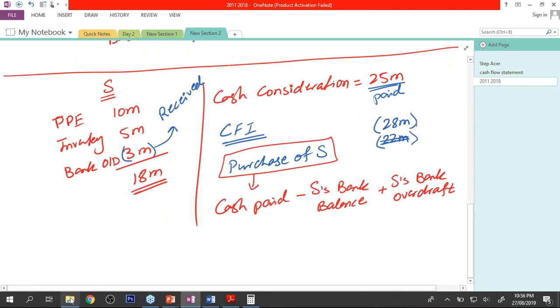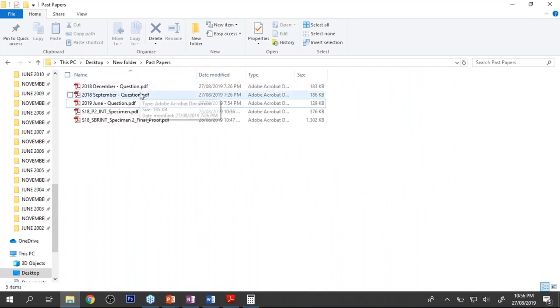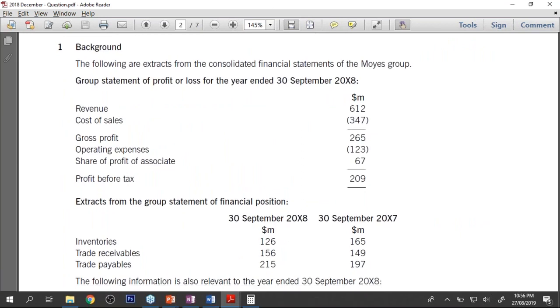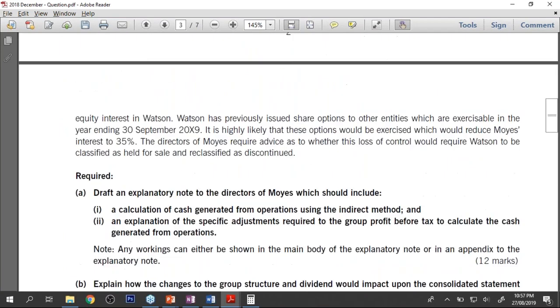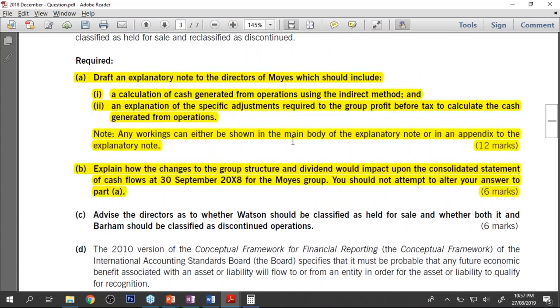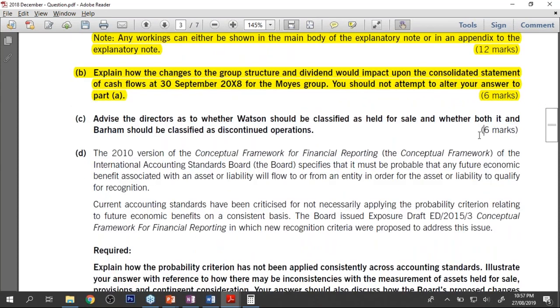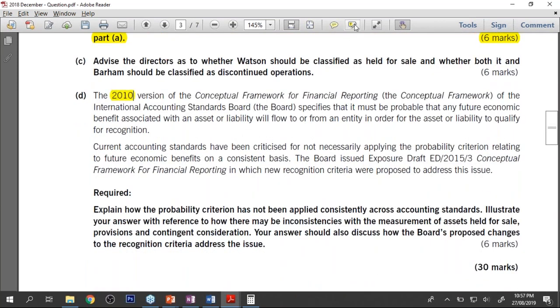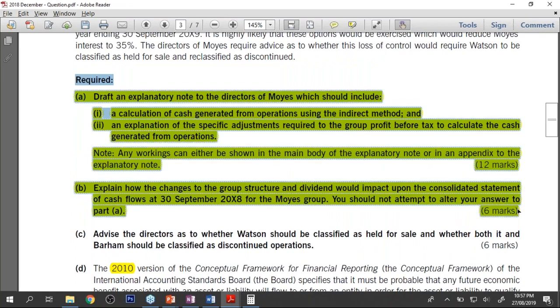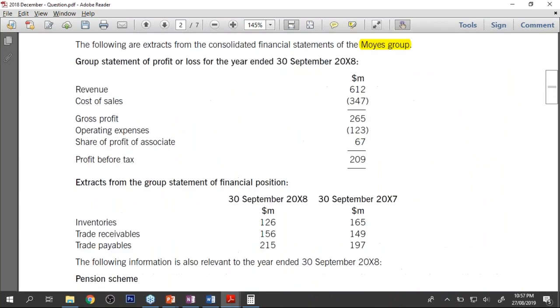So now if I go to the past papers details, December 2018 had a cash flow question in question number 1. So you can open the December 2018 question number 1 by the name of Moyes Group. This is a cash flow question, and you are supposed to try part A and part B at home. Part C is IFRS 5, part D is conceptual framework of 2010, which is now outdated. We follow the 2018 conceptual framework now. So part A and part B you have to try at home, and then we are going to solve this question quickly in tomorrow's session at the start, and then we will be continuing with the accounting standards.